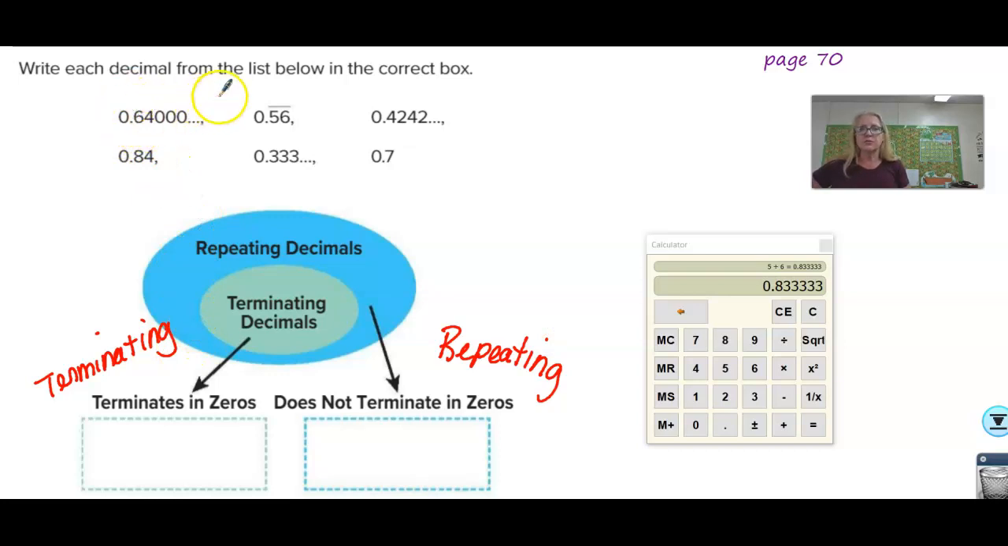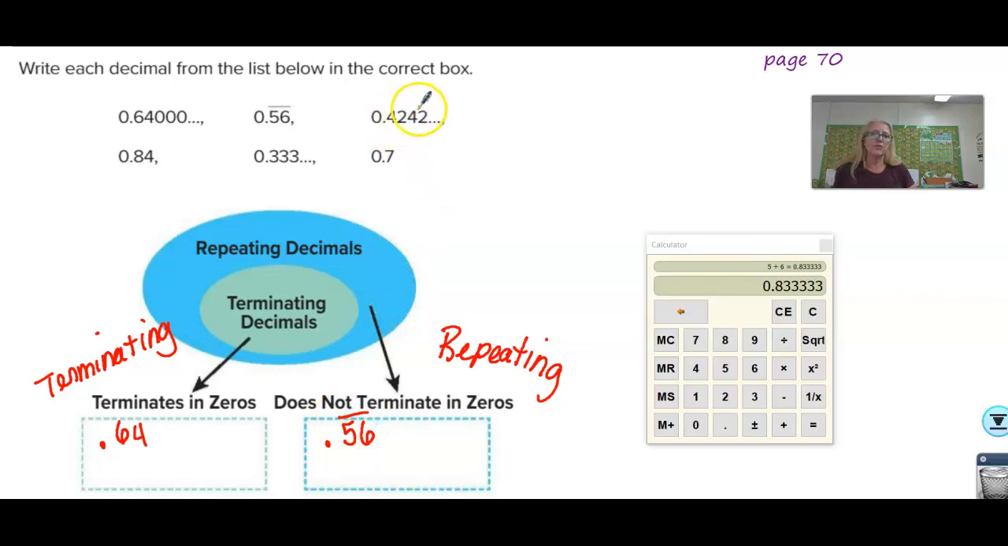Okay, so this first one up here, when we look at this number, we see that it ends in zeros, okay? A number that ends in zeros is a terminating decimal. It's actually just 0.64. We don't write all those zeros. Here we have 0.56, but we have a repeating bar. That tells us that this number went 56, 56, 56, 56, 56. So this is a repeating decimal, 0.56, repeating.